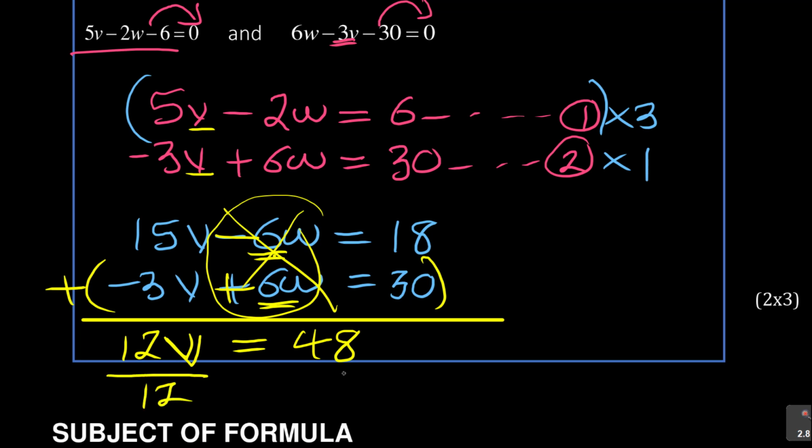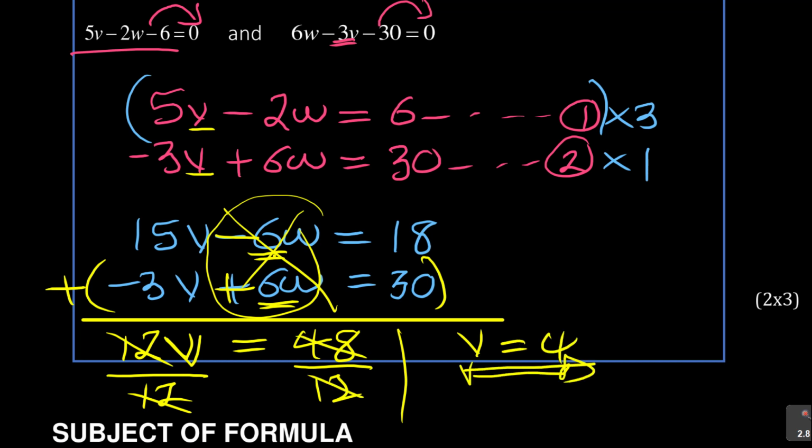Divide by 12. Divide by 12. Cancel out. Then I get my v is equal to 48 divided by 12. My v is equal to 4. There you get your v.